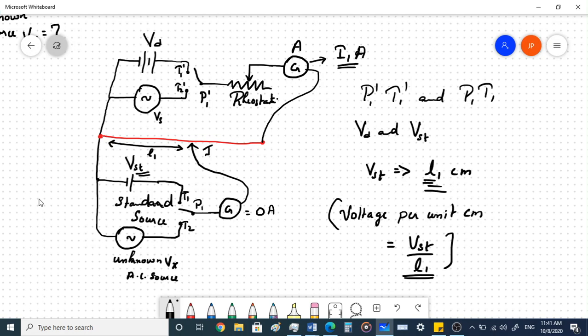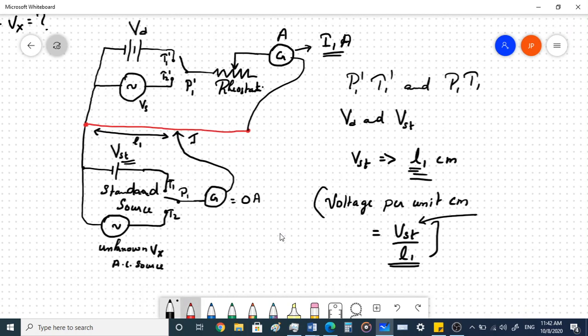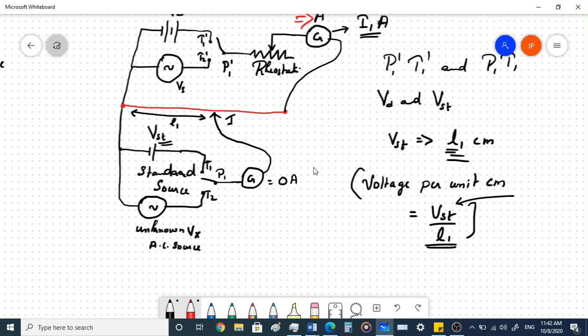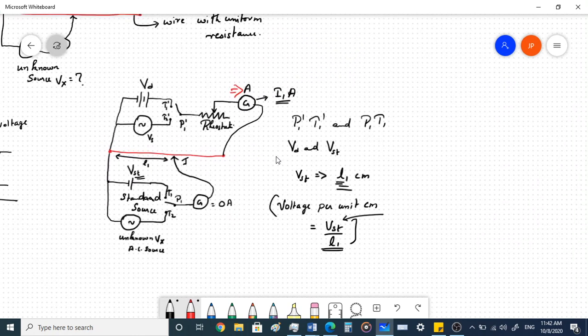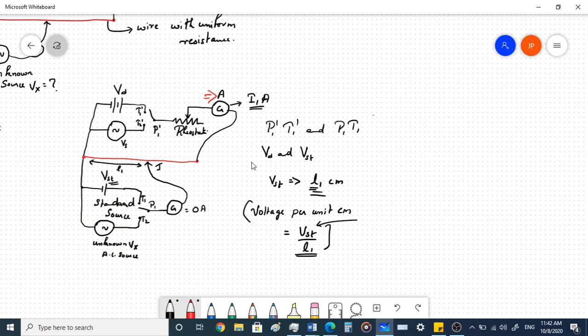So to keep this value always same, the main thing we need to keep in mind is that the current through this ammeter should always be same throughout the experiment. So what we can do is that once we have made the DC measurement and the DC calibration, we can connect this circuit with the new connections, which is P1 dash, T2 dash, and P1 T2. Right now, the AC sources are in connection.